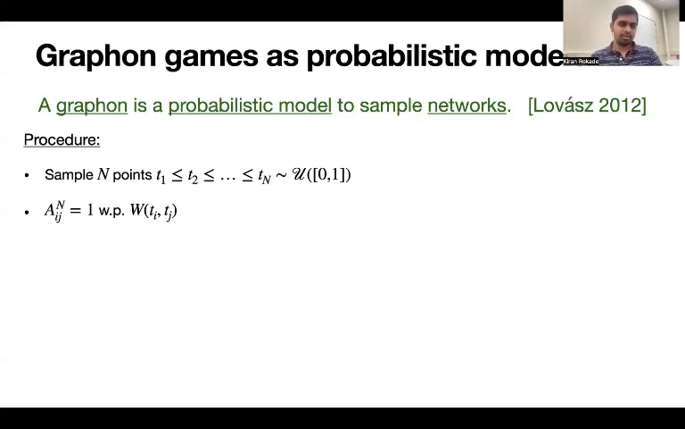The sampling procedure goes as follows. You first sample n points, t1 up to tn, from the interval [0, 1], uniformly at random. Then you assign entries to the adjacency matrix as follows. The ijth entry of the adjacency matrix is 1 with probability W of t_i, t_j. Otherwise, it is 0.